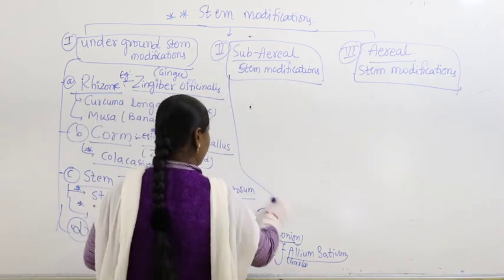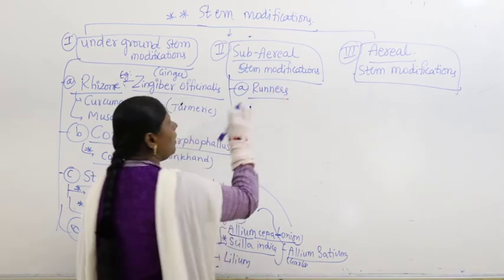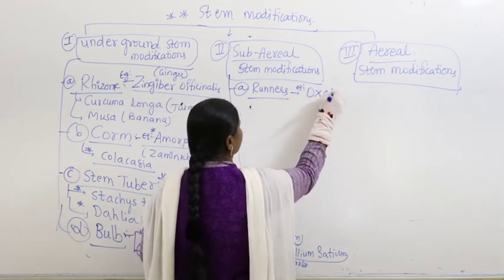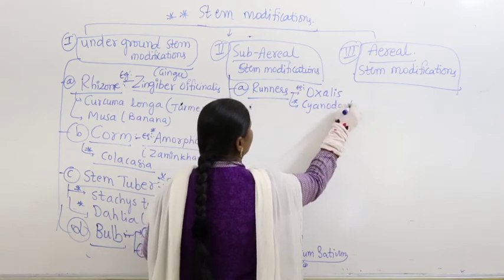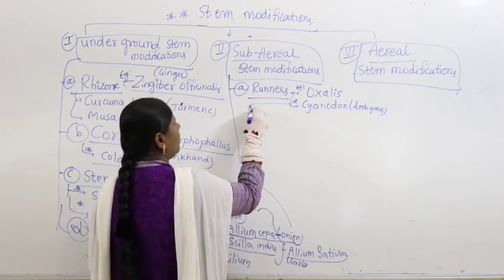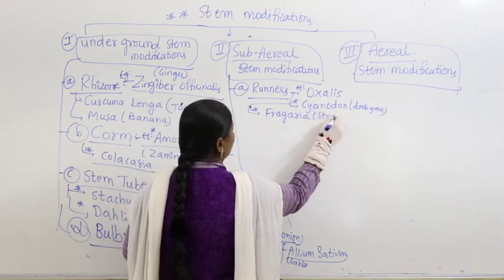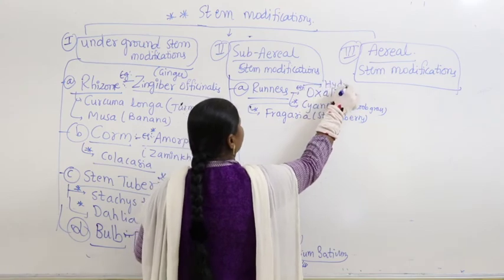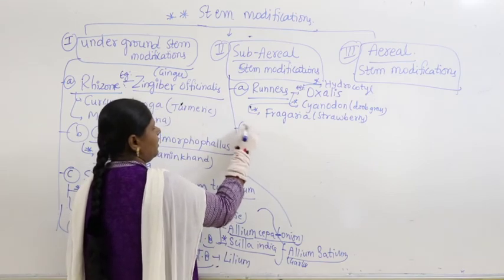Similarly, subaerial stem modifications. What is the first category? Runners. Only the subcategory examples. What examples will you get? Oxalis, Cynodon, called doob grass, and also Fragaria. What is Fragaria? Strawberry. And Hydrocotyle. So these all are examples for runners.